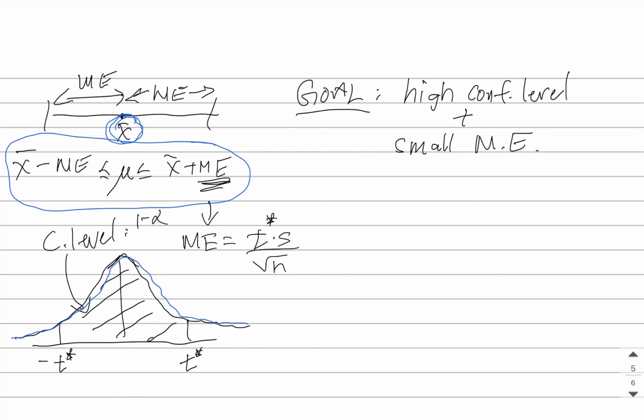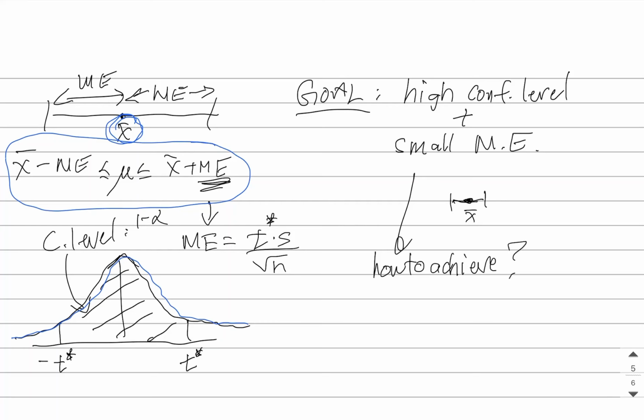The ultimate goal of any confidence interval is to have a very high confidence level, 98, 99%, whatever the case is, and a very small margin of error. So we would love to have a very, very small confidence interval, but a high degree of confidence. So how do we achieve this?